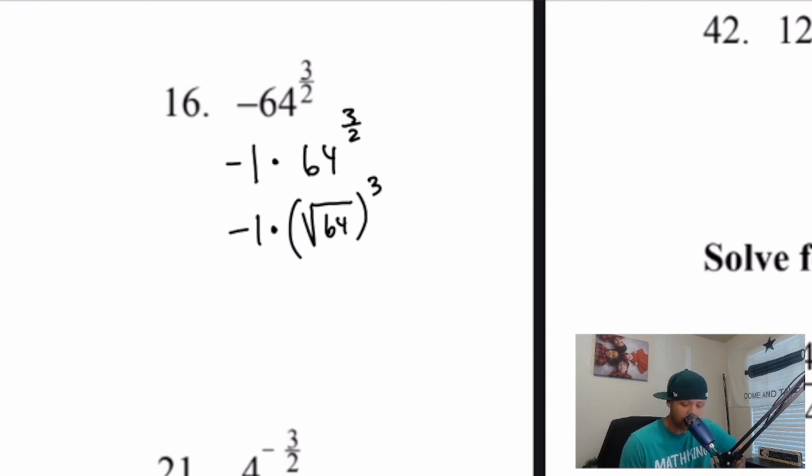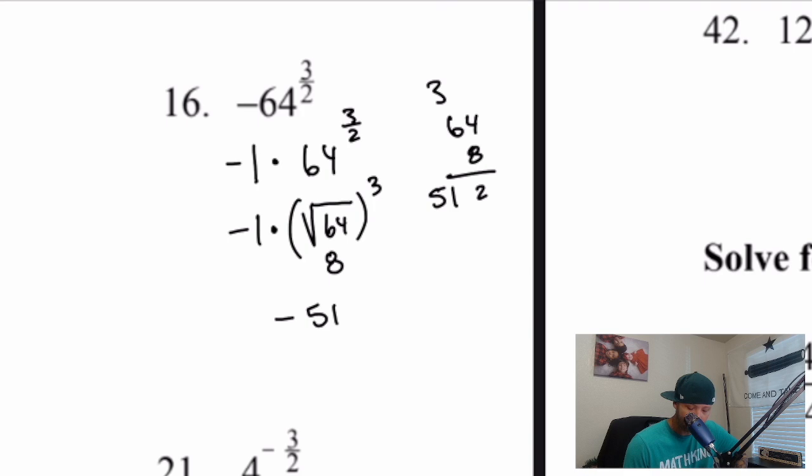Square root of 64 is just 8. 8 cubed: 8 times 8 is 64, 64 times 8 is 512. So this is going to be negative 512.